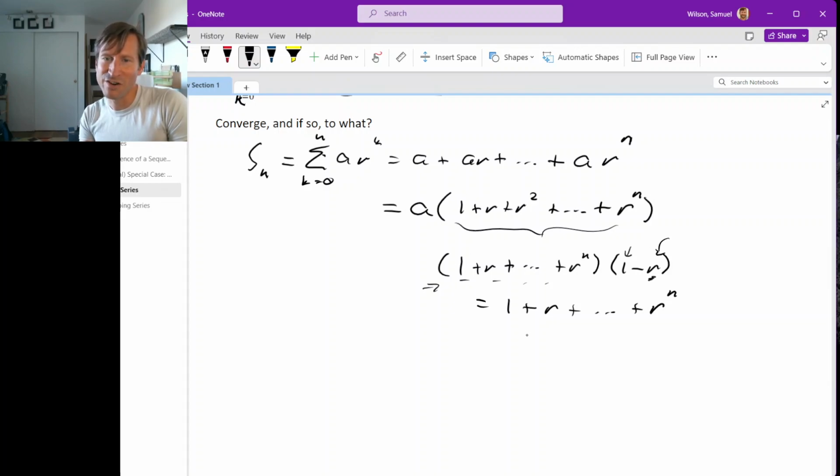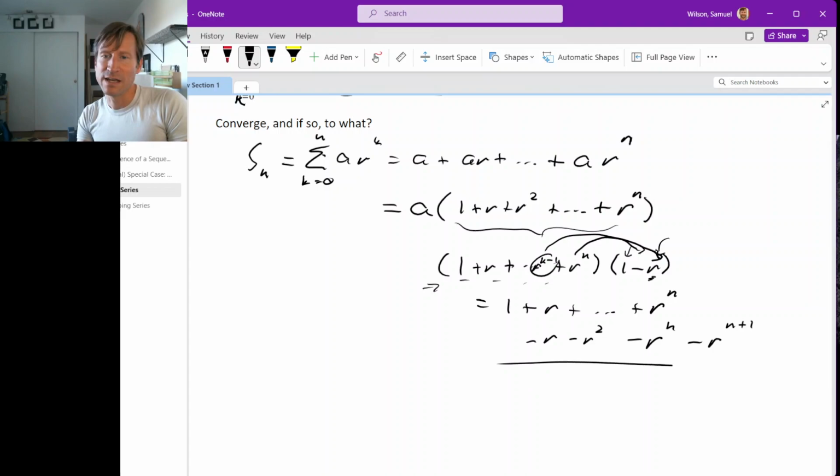So 1 times minus r is minus r, and r times minus r is minus r squared, and so on, down to r to the n times minus r is minus r to the n plus 1. Right before this, there's an r to the n minus 1 term, and when that distributes over to minus r, we get minus r to the n. Then when we add all these together, most of these cancel, right? All the stuff in the middle cancels. The stuff that doesn't cancel is 1 and minus r to the n plus 1.